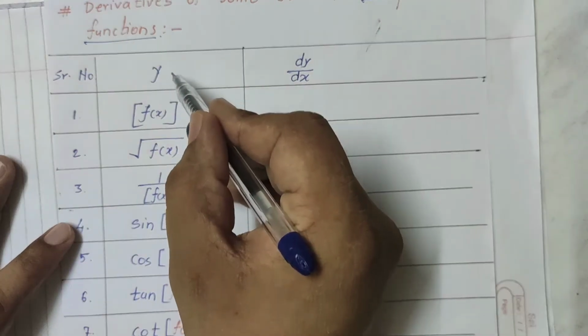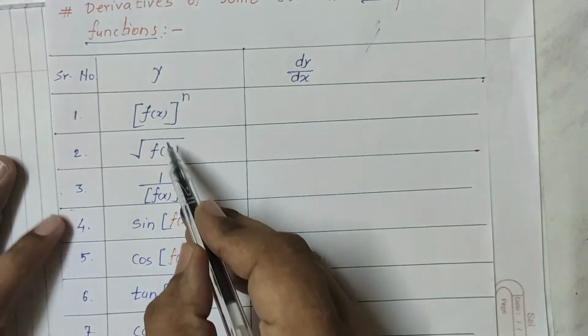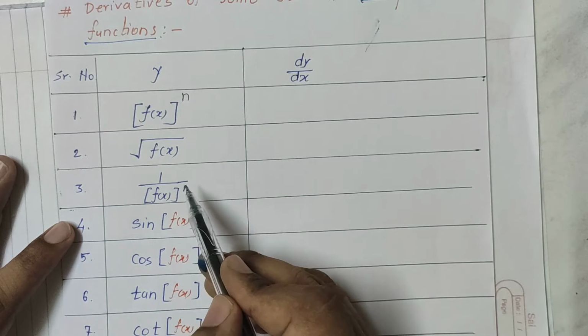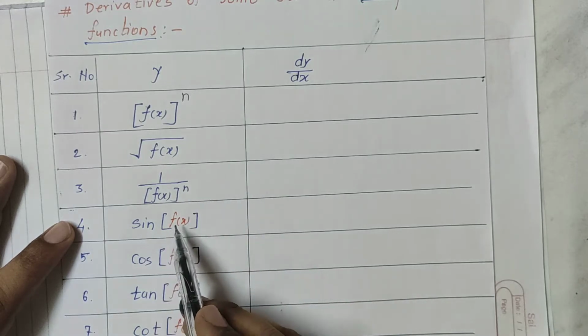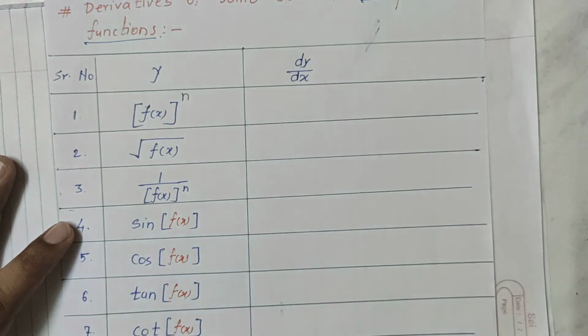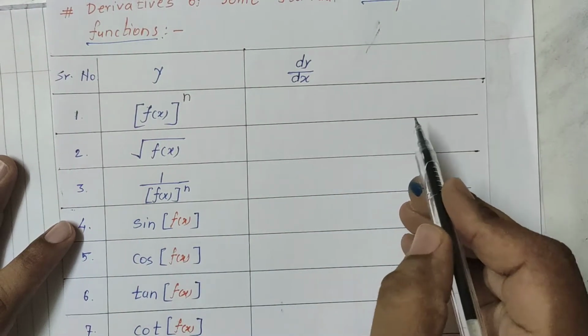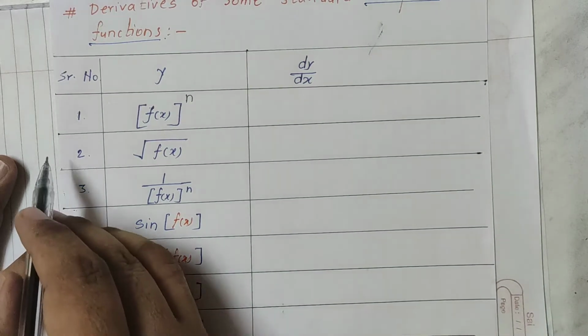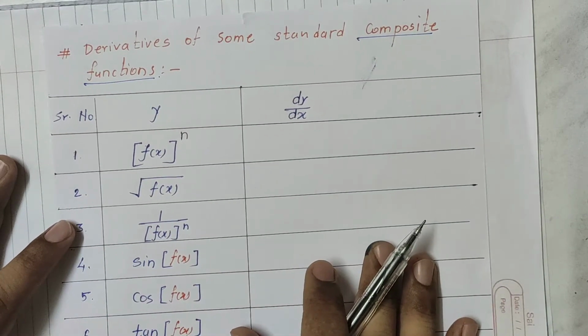So here y is equal to some function f of x raised to n, root f of x, 1 upon f of x raised to n, sine of f of x, etc. Then how to find its derivative? Here I am showing some techniques which are very common and repeatedly used. So here we start with the first function. How to find its derivative?